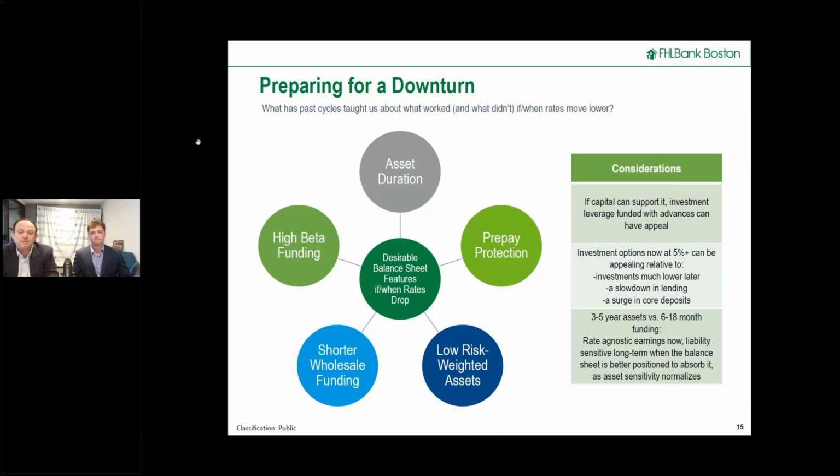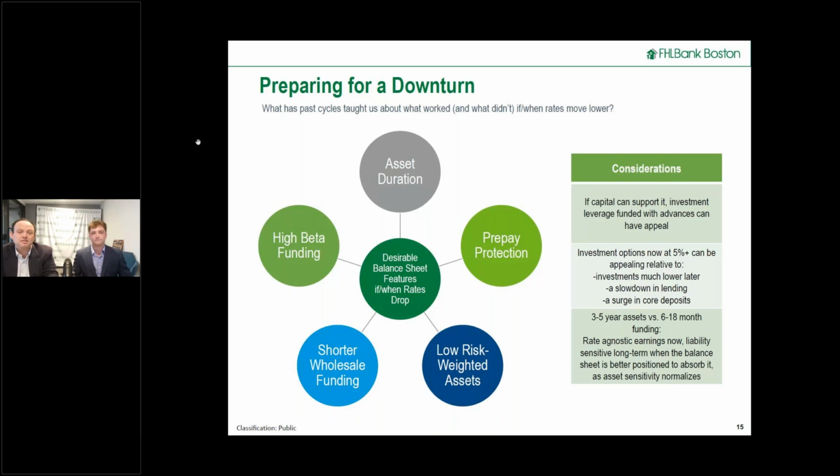But also, and this is a strategy that we've liked for a while, investment leverage where you can put on assets in the intermediate part of the curve, 3, 5, 7 years, whatever your tolerance and where you see the opportunity to be, and with funding a little bit shorter than that, 6 to 18 months, right around that 12-month mark, which has an awful lot of appeal for a number of different reasons.